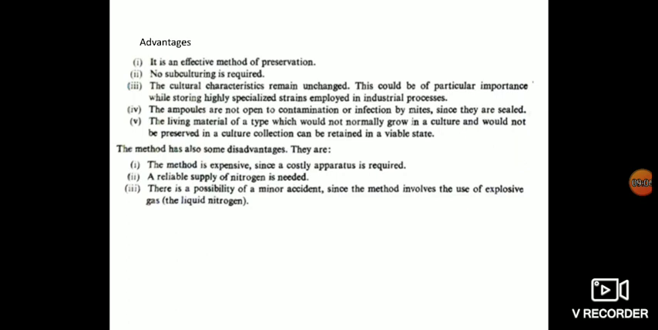So this is all about the preservation methods. What we discussed earlier is about preservation. There are different techniques used to preserve microorganisms.